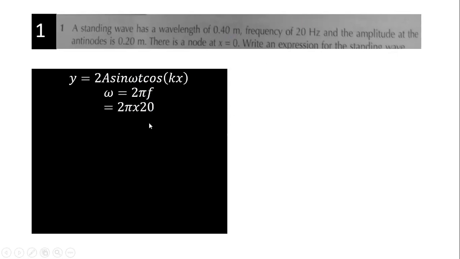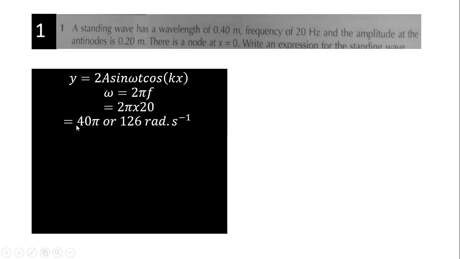Okay. You must know the standing wave formula. Usually they will ask you to derive it first. That's the standing wave formula if you use sine. And you need to calculate amplitude, omega, and k. Right? From that, what is given here? So, wavelength is given, frequency is given, amplitude at the antinode is given. So, straight away you must know A is 0.2. Right? So, omega is 2 pi f. Right? Put in your frequency, 2 pi times 20.